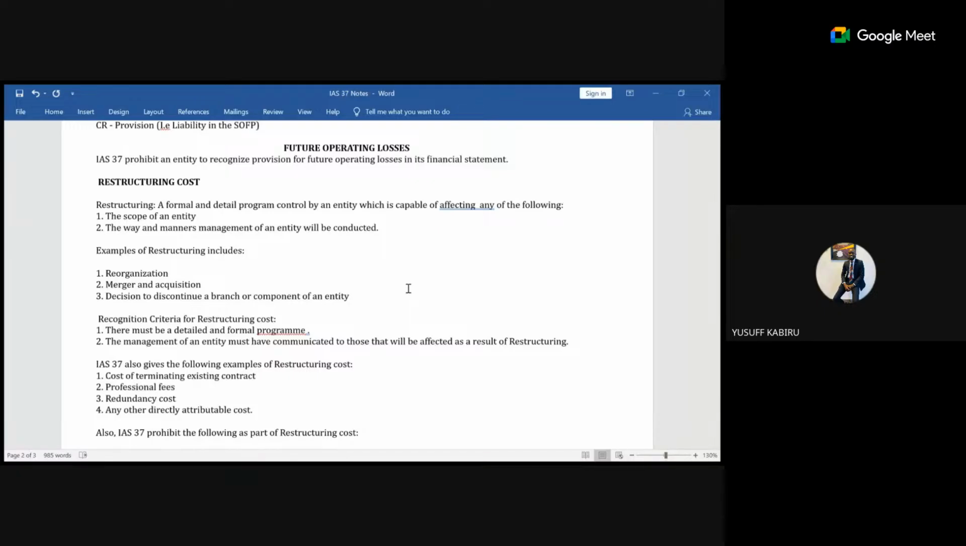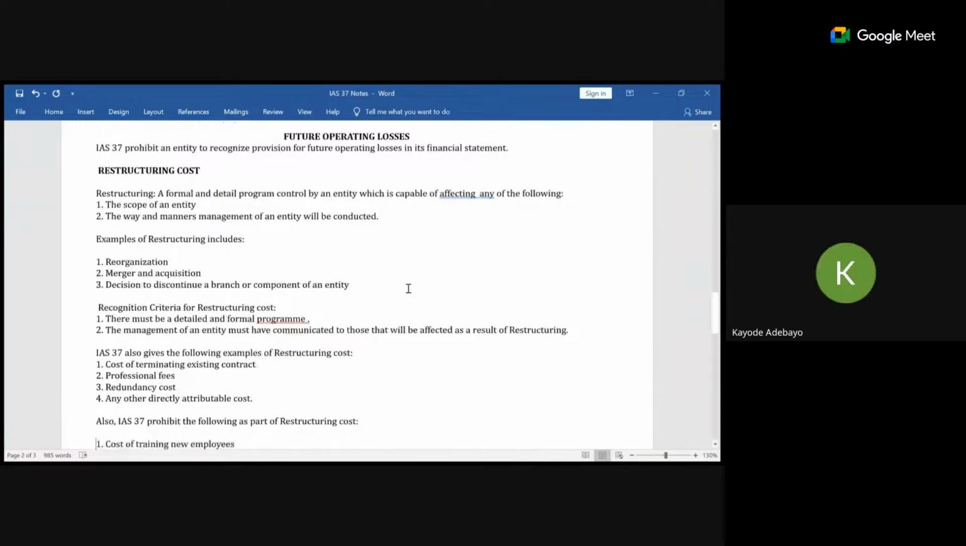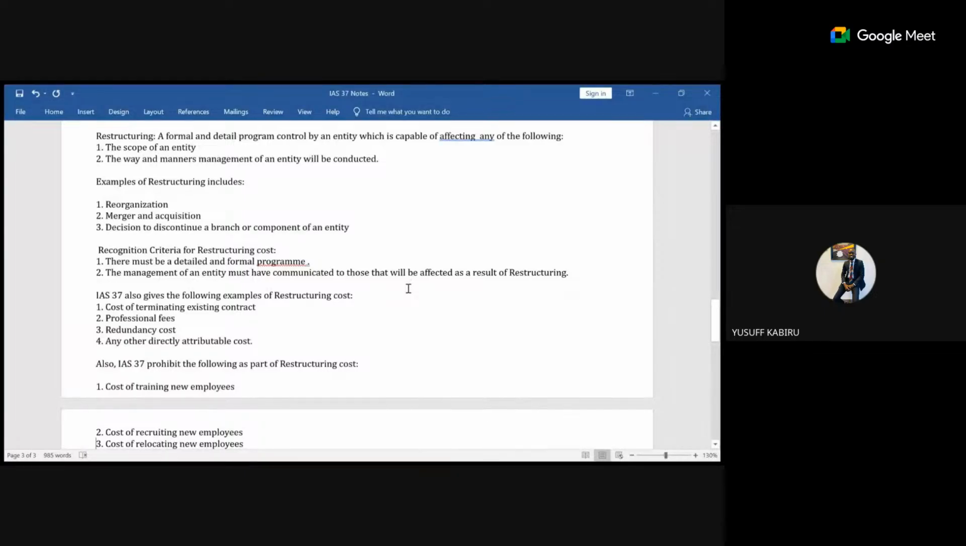Yes, it can be regarded as redundancy cost. The cost of compensation. Exactly. Compensation, for you to compensate them that we are sorry about this job loss. So yes, it's a redundancy cost. So it will form part of cost, yes. Okay, thank you.